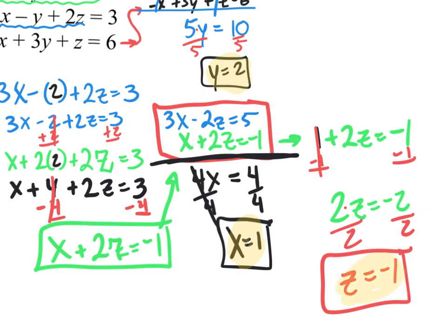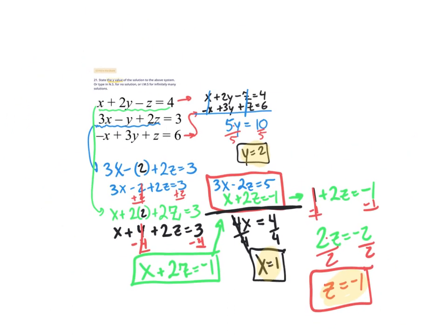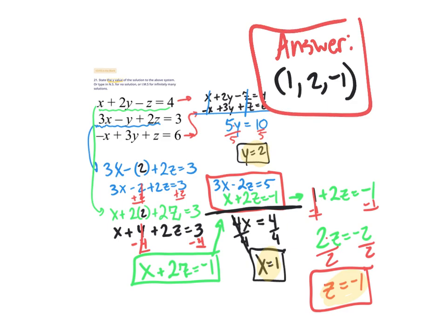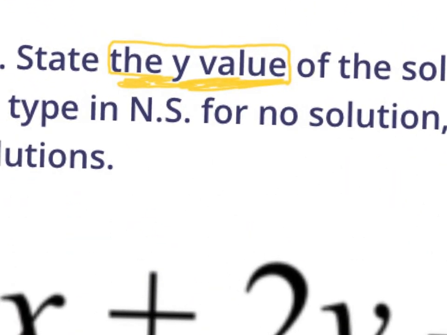So if I were taking a test and it wanted all the answers, I would write it as an ordered triple. Okay, but if you're taking this practice test and you actually type in 1, 2, negative 1, it's going to be wrong. And I'm thinking, what? Yes, this is the answer right here. But are they asking for the answer? They're asking for just the y value.